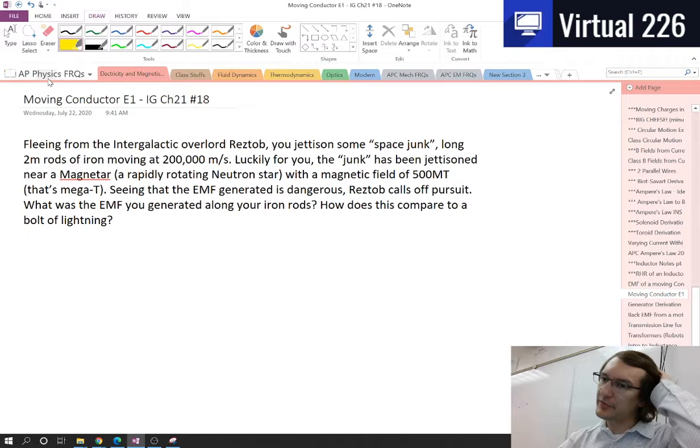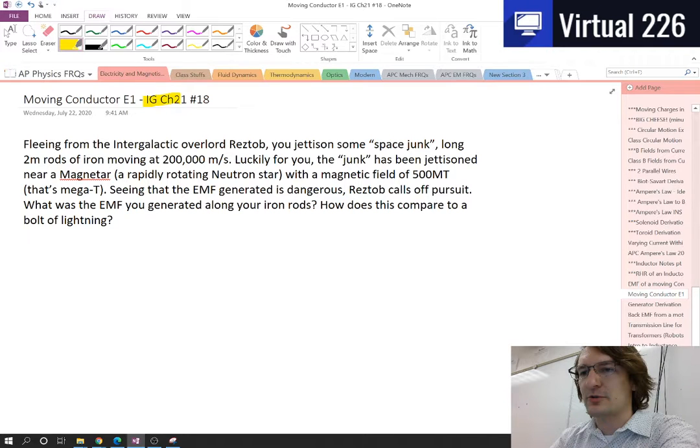This is actually Intergalactic for Chapter 21, number 18. And the problem goes like this. Fleeing from the intergalactic overlord Reztob, you jettison some space junk. Long 2-meter rods of iron, moving at 200 meters per second. 200,000 meters per second, more like it.